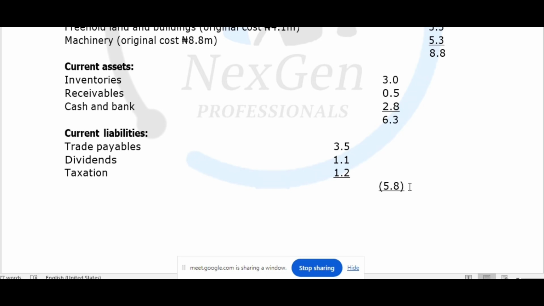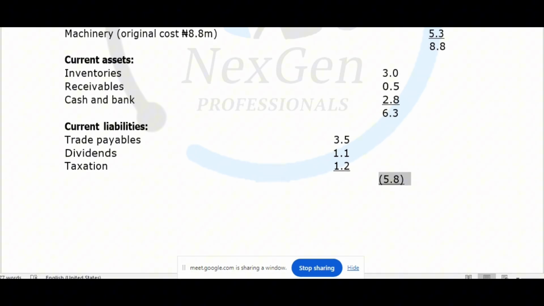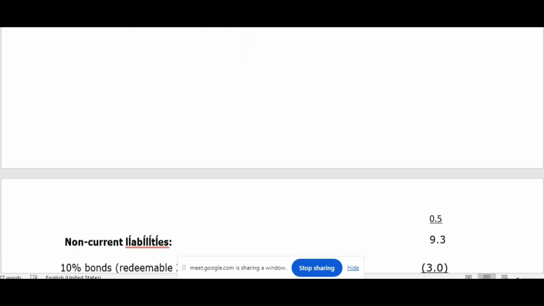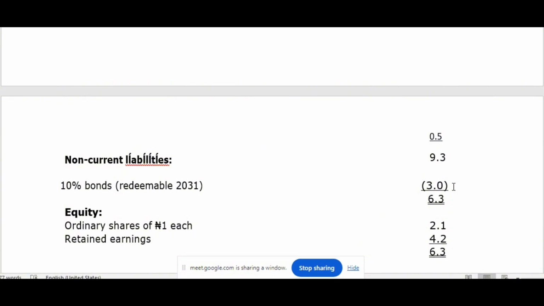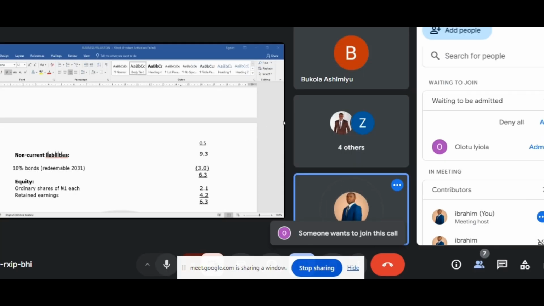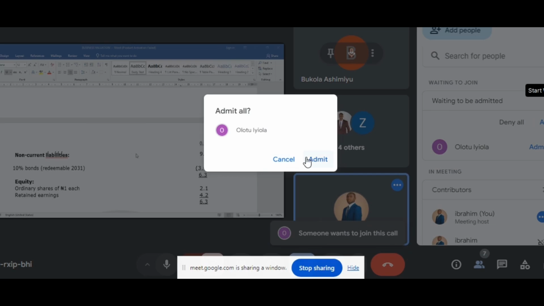This is current liability, right? This is non-current assets. This is current assets, right? This is current liability, right? Now we go to non-current liability. Now this is the non-current liability that we have, 3.0, right? So we move. So I will ask a question now.